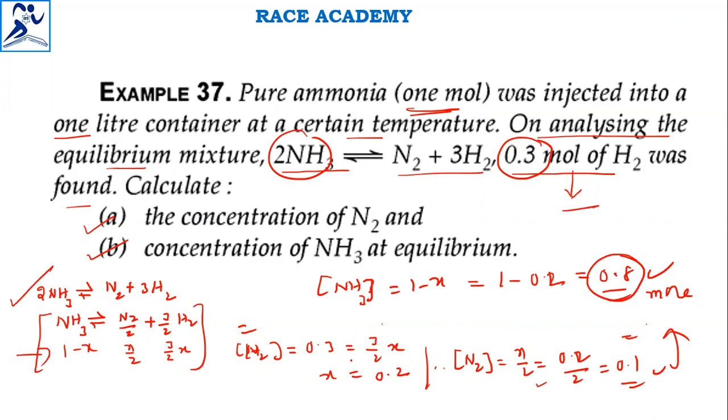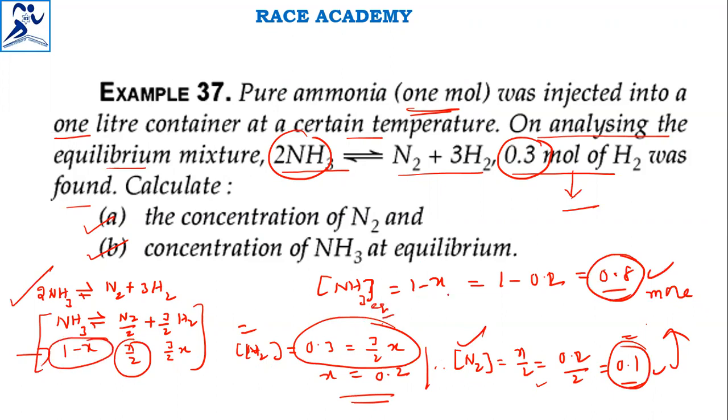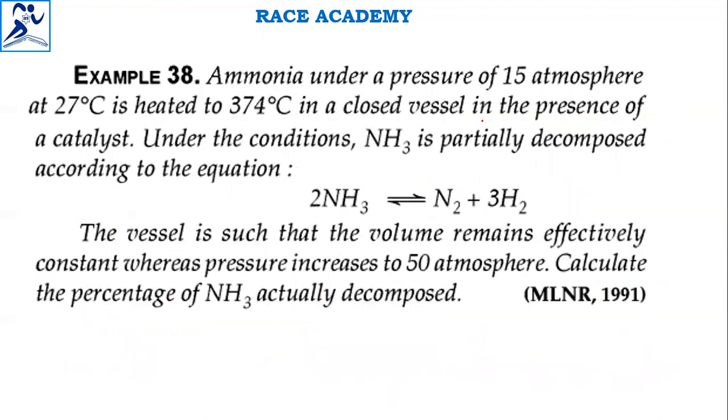So the 0.3 moles of H2 is equal to 3 by 2 x. And after that, we got the x value. That x value is substituted in x by 2 of N2 concentration, and we got 0.1. Similarly, the NH3 concentration at equilibrium from the equation is 1 minus x. I substitute the x value, 0.2, to get 0.8 moles of the concentration of NH3 at equilibrium. So that is the answer for this question. Let us see the next question.